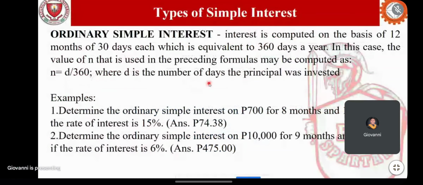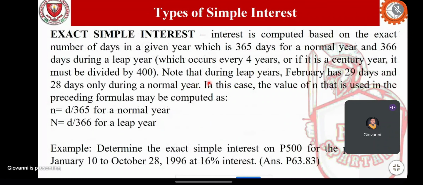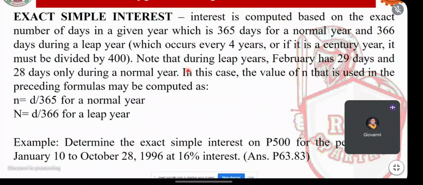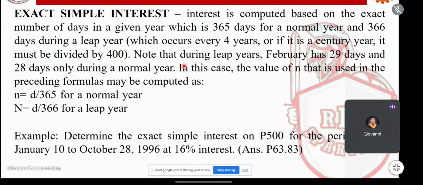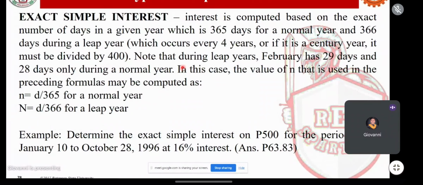So then, for ordinary simple interest, ang consideration natin is we have 30 days a month. So, 12 months is equals to 360 days. So, n is equals to d over 360. Next, for exact simple interest naman, interest daw po is computed based on the exact number of days in a given year. So meaning, ang d natin ngayon or ang days natin ngayon for a normal year is equals to 365. Then for leap year is equals to 366.